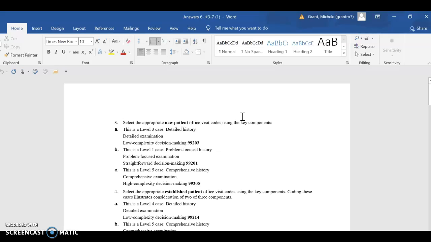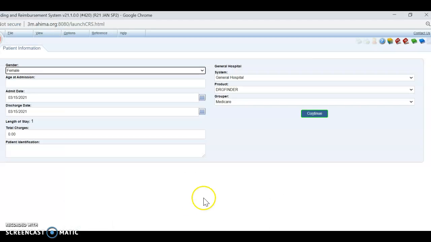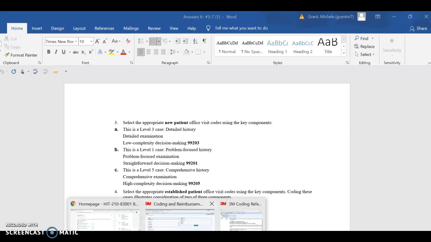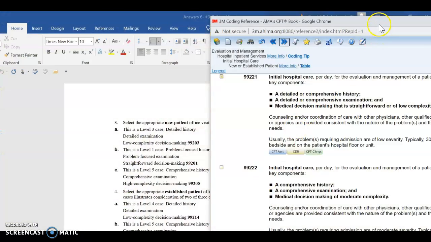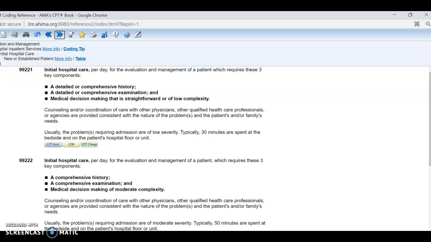So, like 99231, they want to know, is that a chest x-ray? Is that anesthesia, subsequent supplies and materials, routine OB care, CBC? Keep in mind, you can look up these in that CPT book also. But this is something that you're going to probably have to start memorizing, unfortunately, for your exam, your certified medical assisting exam.